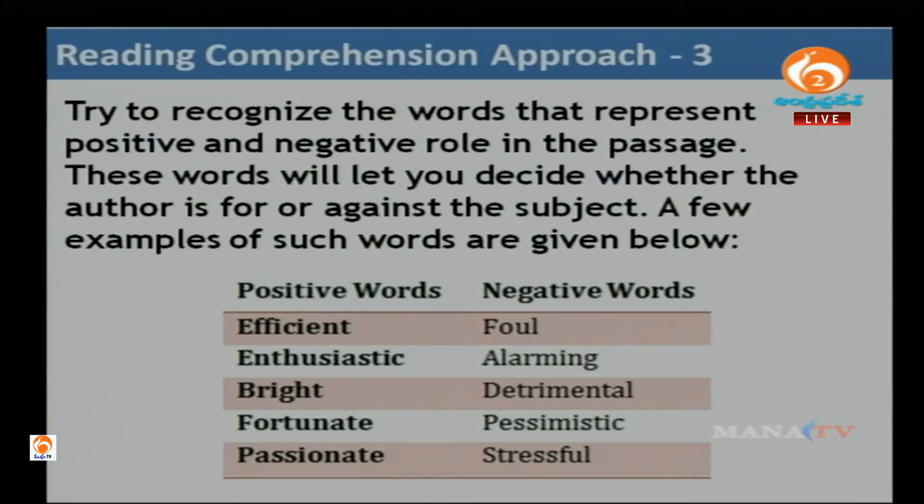So these words will let you decide whether the author is for or against the subject. A few examples of such words are given below, okay. There are a few positive words here and negative words also. If you look here, in positive words you have efficient, enthusiastic, bright, fortunate, passionate. In negative words you have foul, alarming, detrimental, pessimistic, stressful. Positive words, like when you are speaking well about someone, you will use positive words, right.